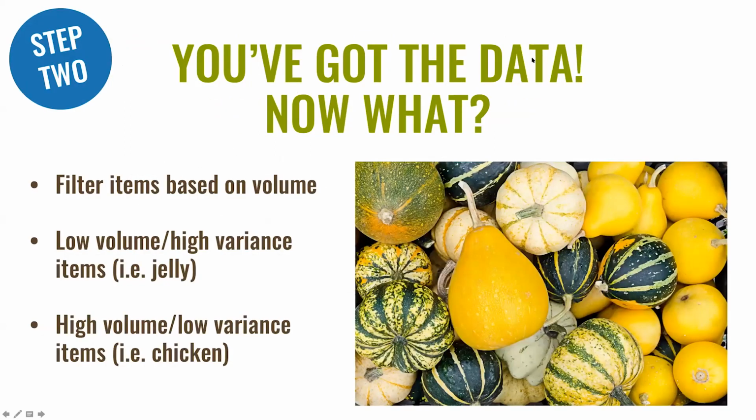So now that you've got the data, it's really important that you're able to do something actionable with that data, right? So we talked about filtering those items based on volume. You may want to look at case usage, something you're going through a lot of, or you may want to look at dollar usage. Ultimately, they're going to have some correlation, but you want to be able to identify your low volume, high variance items like jelly.